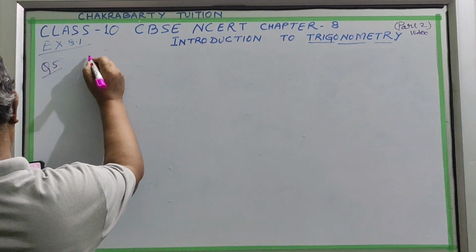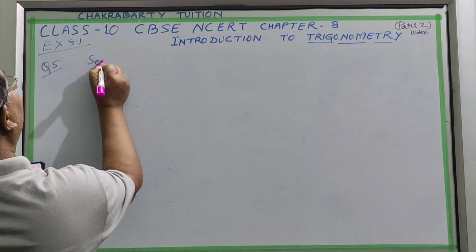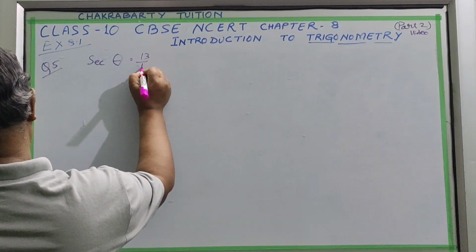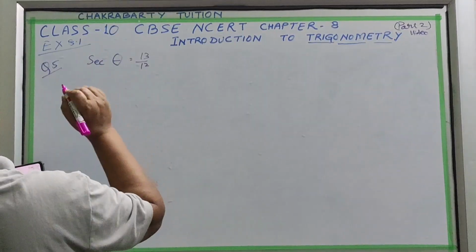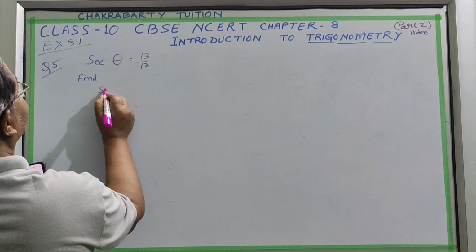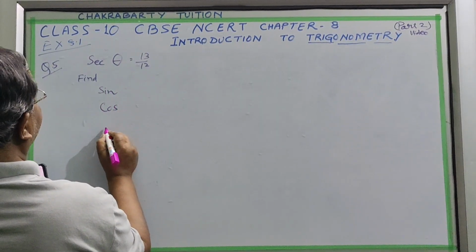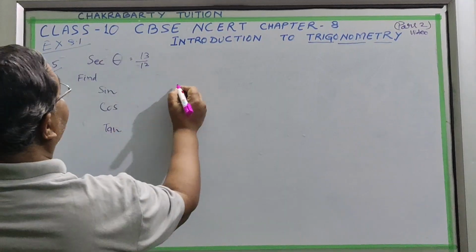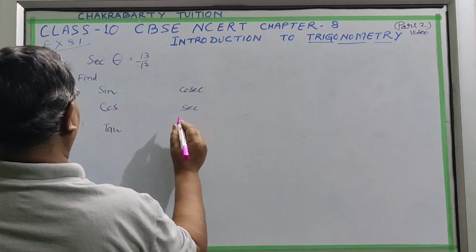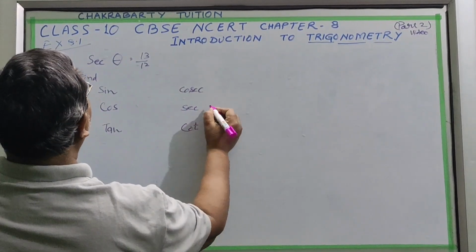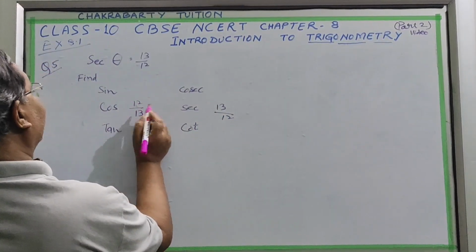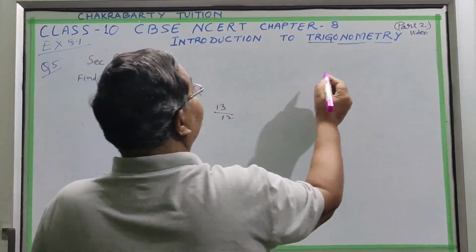Question 5. Given sec theta is equal to 13 upon 12, calculate all the ratios. That means you have to find sine, then cos, then tan, and then sine's opposite is cosec. Sec they have given, 13 by 12, so its opposite cos will be 12 upon 13. And tan's opposite is cot. Other ratios we will calculate.